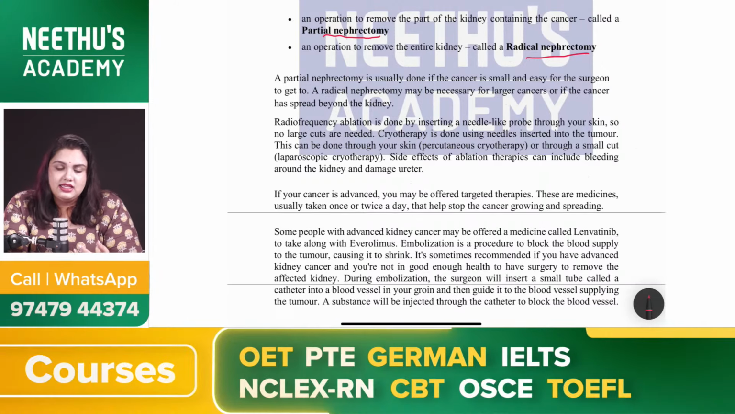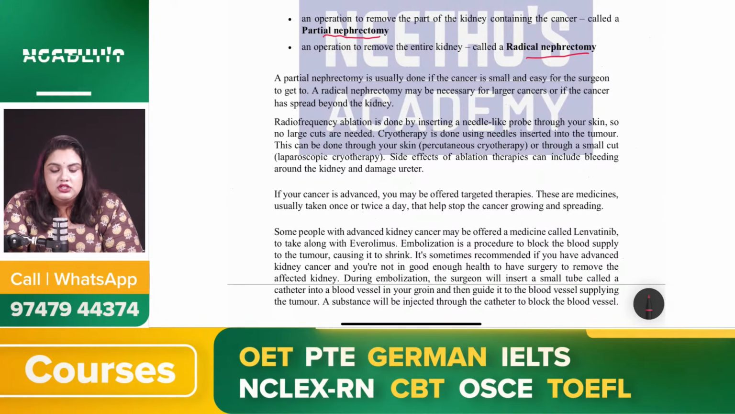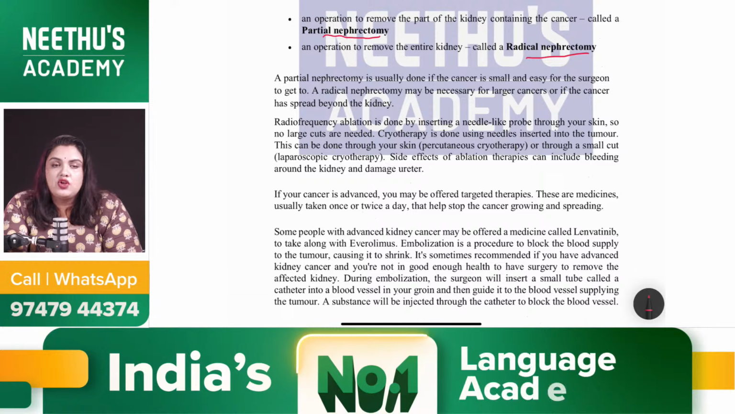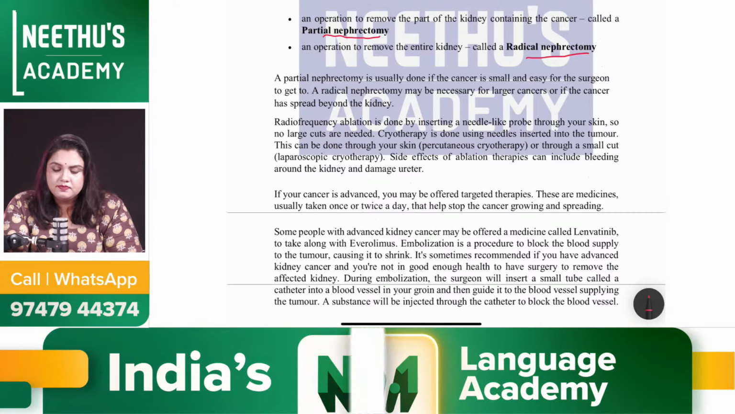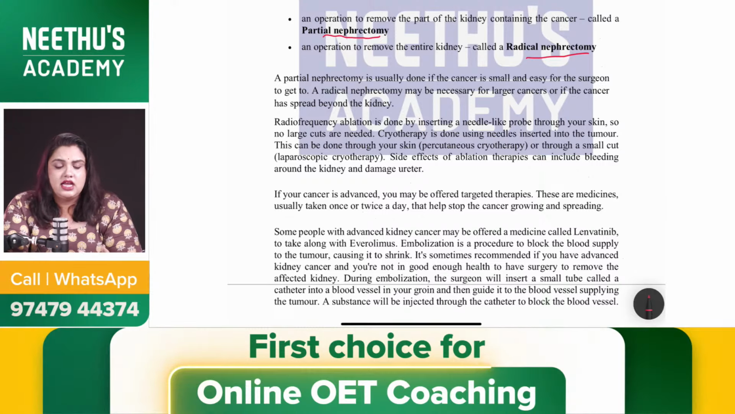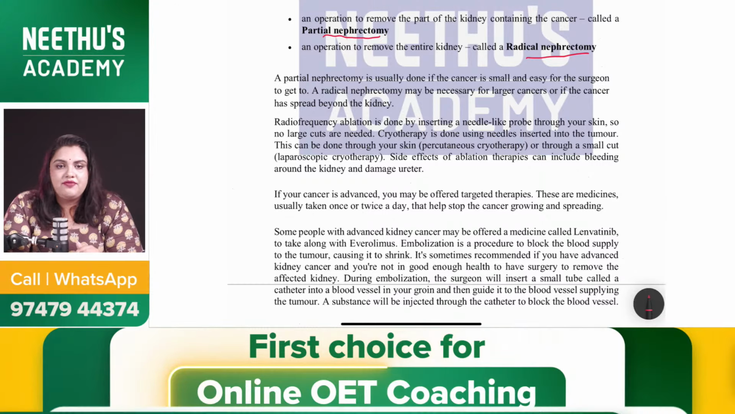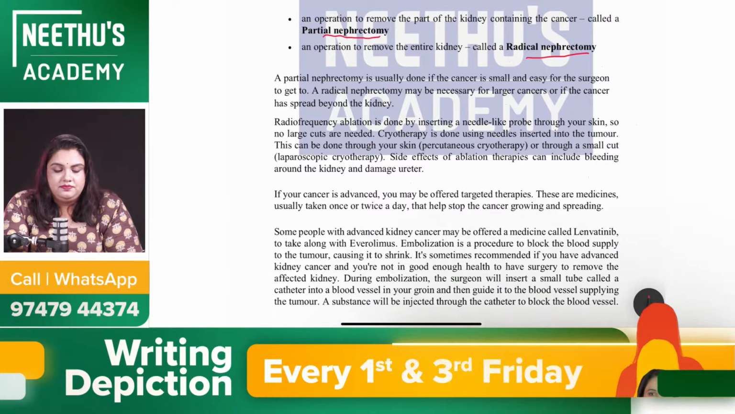In other cases, radical nephrectomy is used when the cancer is large or if the cancer has spread beyond the kidney. It has spread beyond the kidney, and the cancer is large. So radical nephrectomy is done.